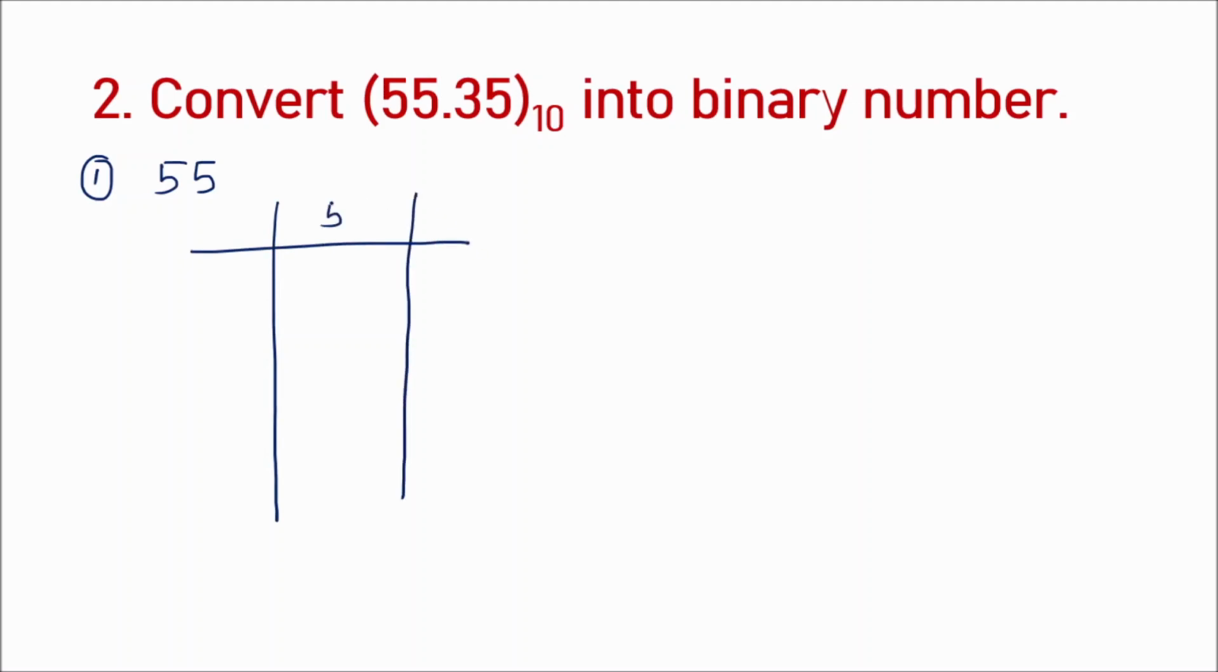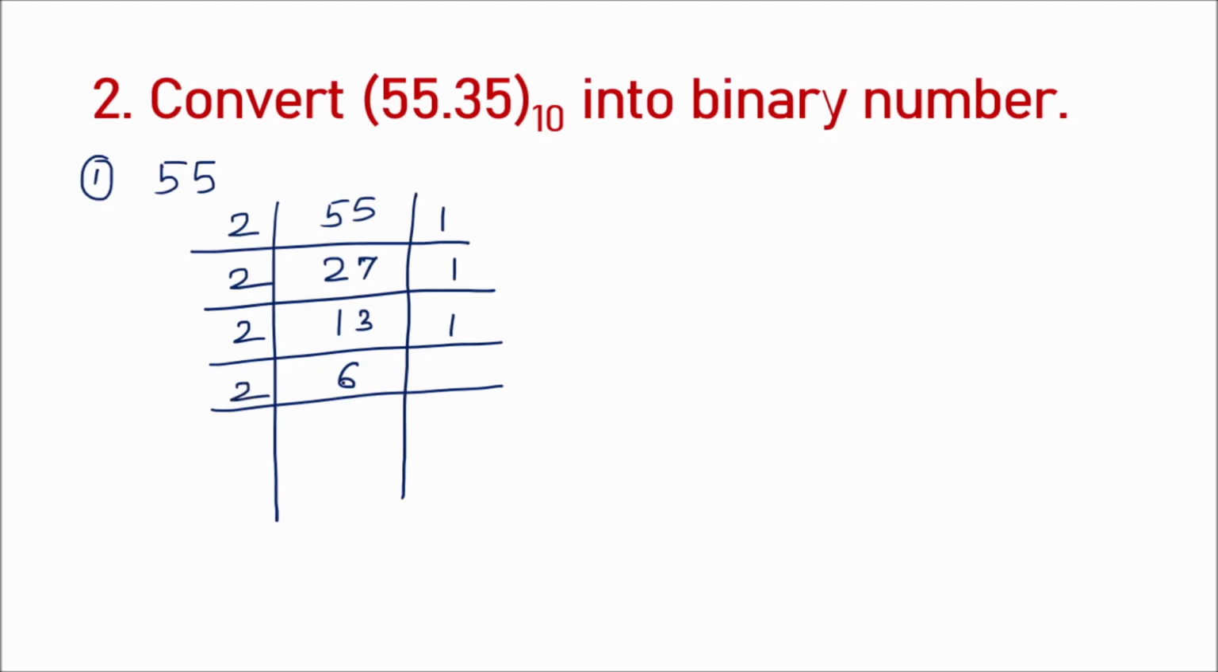So write down 55, and 2. Now divide by 2, it is 2 1s, 2 7s are 14. Now there is 1 as a remainder. Again divide by 2, 2 1s are 2, 2 3s are 6, again 1 as a remainder. Then again divide by 2, 2 6s are 12, again 1 is a remainder. Again divide by 2, 2 3s are 6, so the remainder is 0. Again divide by 2, 2 1s are 2, remainder is 1, and this last one you can write here.